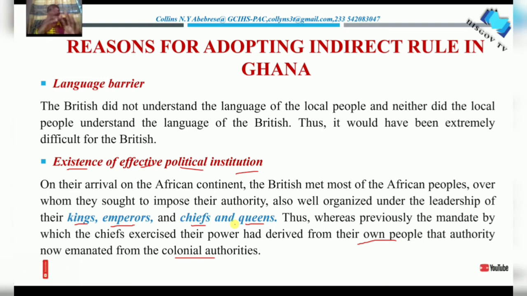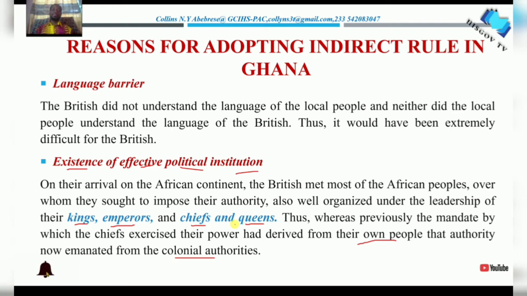Because initially, before the introduction of indirect rule and the coming of the Europeans into West Africa, the chiefs derived their powers from the people, or from their subjects. Now that the British had come in, the chiefs were no more going to derive their power from the people, but from the British. So their power was going to emanate from the colonial authorities. It means the colonial authorities had the power to depose or appoint or do anything they wanted with these chiefs, which of course was not traditionally accepted.